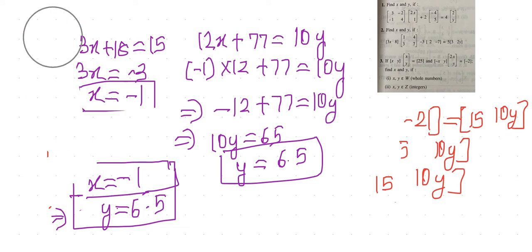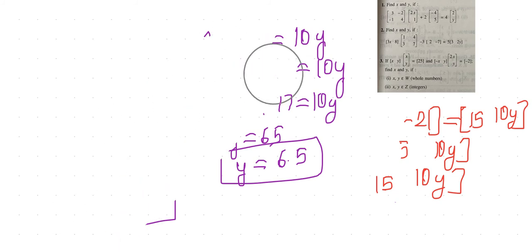We will now move to question number 3, children. What is there in question number 3, students? Question number 3 says if x and y is equal to 25. There are two questions which are interrelated, so we will solve this, children. Find the value of x and y if x and y belong to whole numbers and if xy belongs to integers.